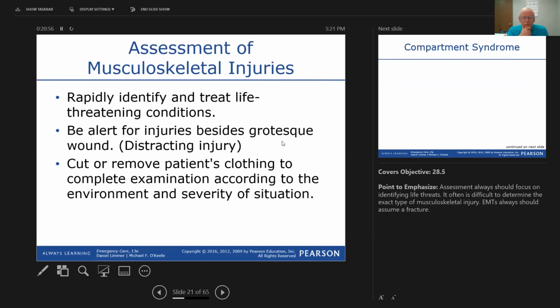And you're going to need to cut or remove patient's clothing to complete an exam, again, if it's appropriate to do so. For example, you're never going to put a splint on someone's leg over top of their jeans. Jeans come off or get cut off, okay? The same with bandaging. Bandages don't go over clothing.